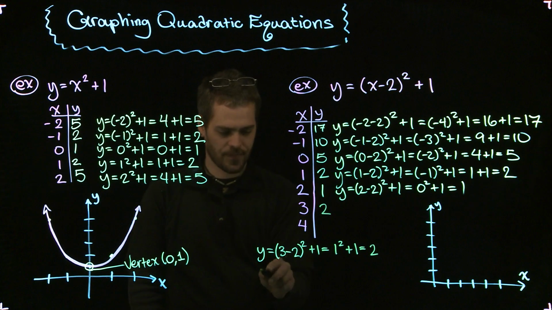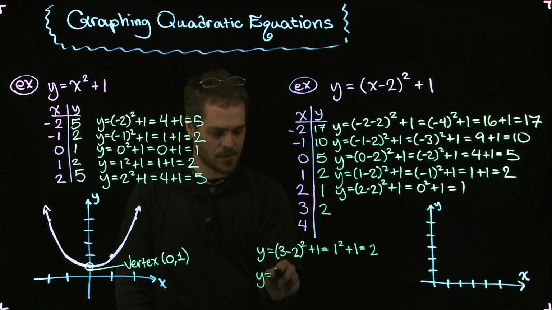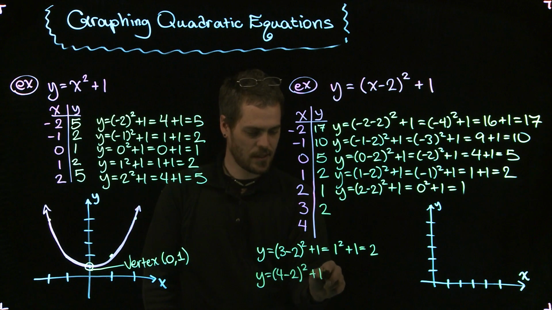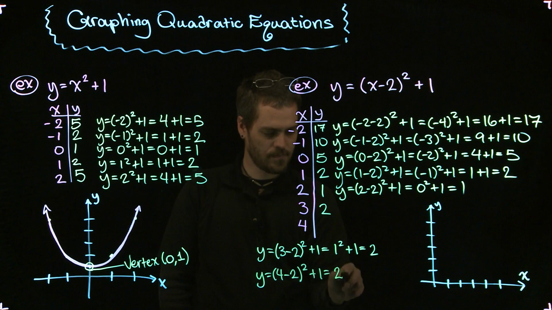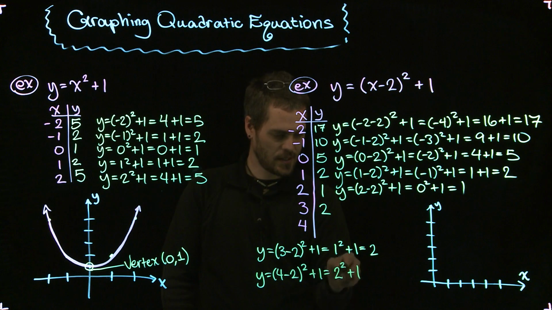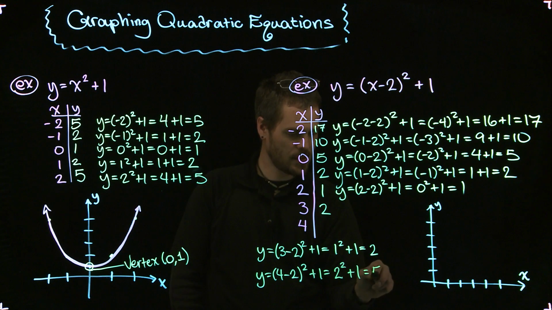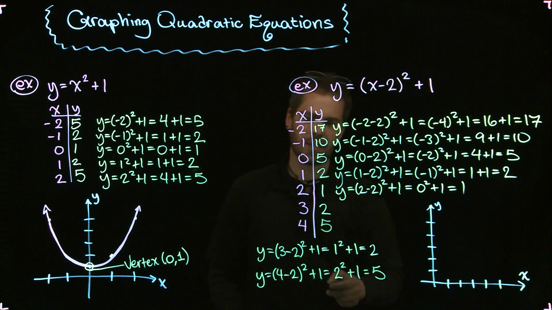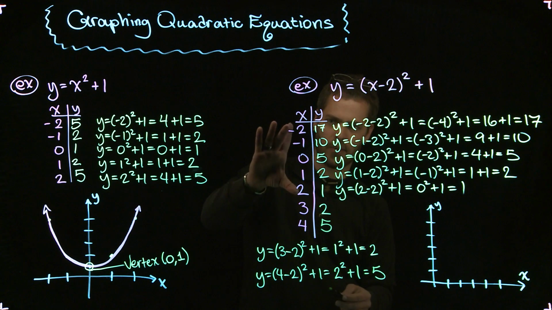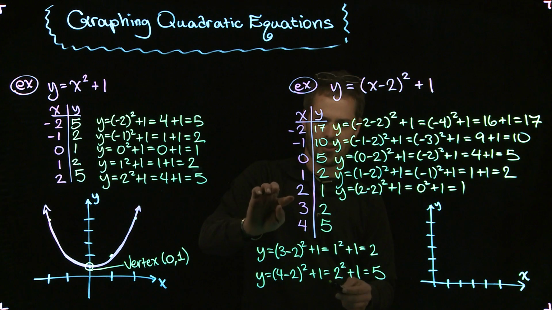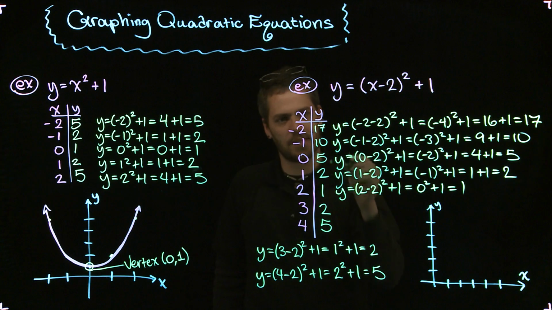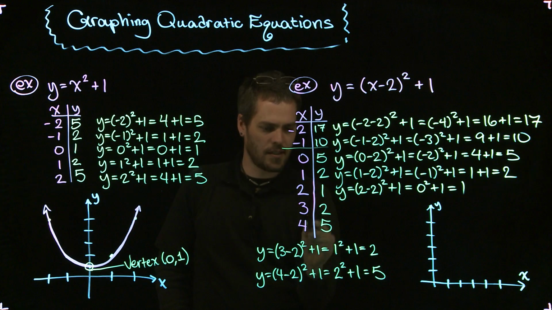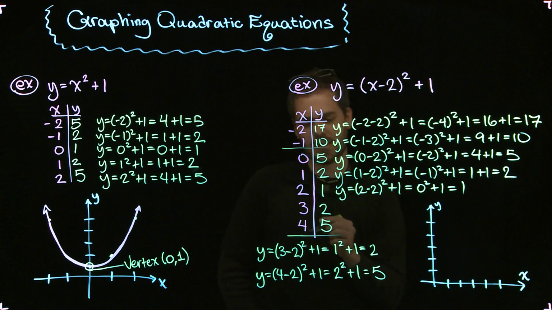Kind of skip ahead there a little bit. And the last one, y equals (4 minus 2) squared plus 1. 4 minus 2 is 2 squared plus 1. Let's just call that 4 plus 1 is 5. And notice that we didn't have the symmetry right away going from x equals negative 2 to x equals 2. That is, we didn't have the symmetry in the y values. Really, we didn't get to it until here. And now we can certainly see points with symmetry.